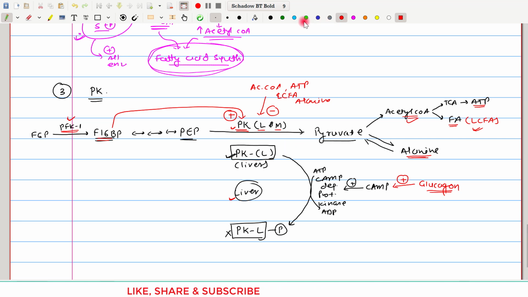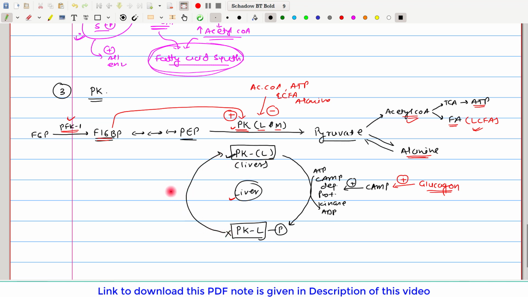Okay. Now, how does this pyruvate kinase L get dephosphorylated? So, again the enzyme is protein phosphatase. Protein phosphatase, this enzyme causes the removal of phosphate. Okay. Here a water molecule is added and inorganic phosphate is removed.